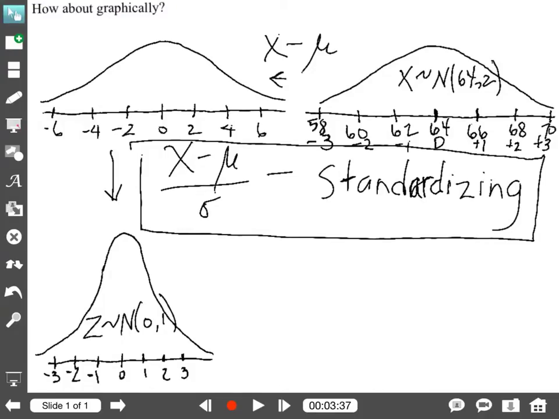So what we've done to convert a variable or value of a variable that is normally distributed into its standard normal equivalent is take x minus the mean and divide by the standard deviation, and I end up with a z-score. Okay, this is known as standardizing, and also I will refer to these as type 1 problems.